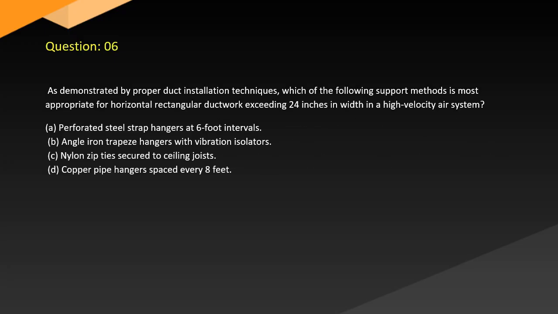Question 6. As demonstrated by proper duct installation techniques, which of the following support methods is most appropriate for horizontal rectangular ductwork exceeding 24 inches in width in a high-velocity air system? A. Perforated steel strap hangers at 6-foot intervals. B. Angle iron trapeze hangers with vibration isolators. C. Nylon zip ties secured to ceiling joists. D. Copper pipe hangers spaced every 8 feet.